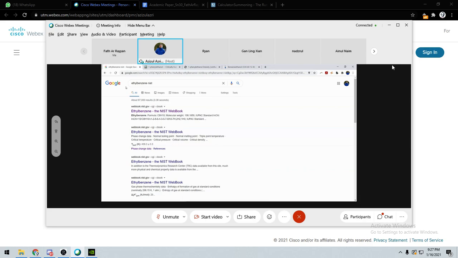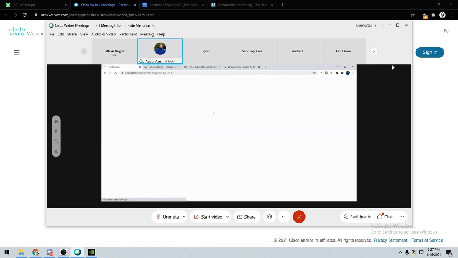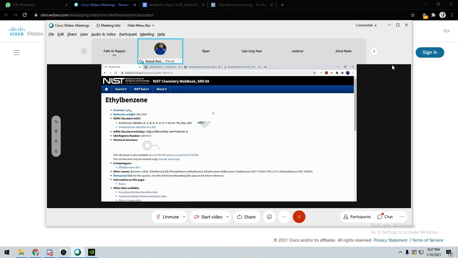Then if you need certain data, besides doing experiments, you might also need to pay for databases available out there. But of course, our limitation is to find data which are free for you to get. You can try looking at the information here. This is just an example for ethyl benzene.